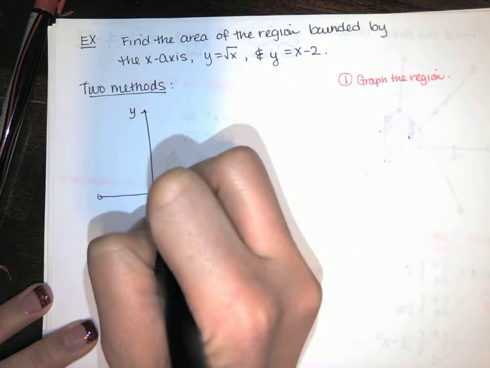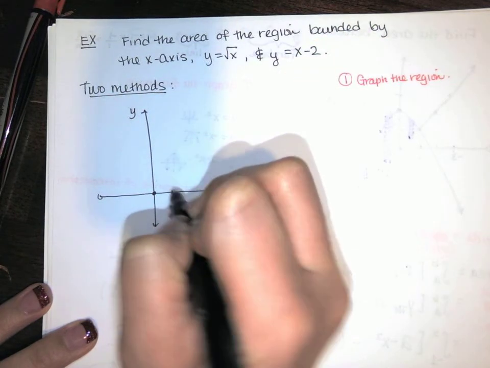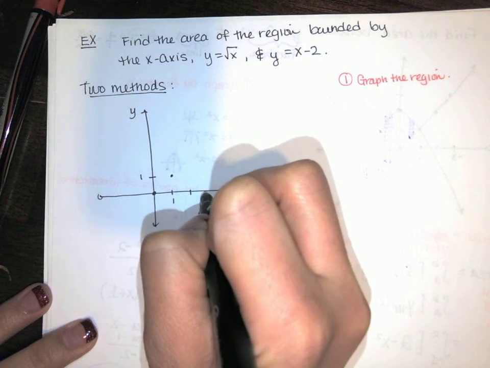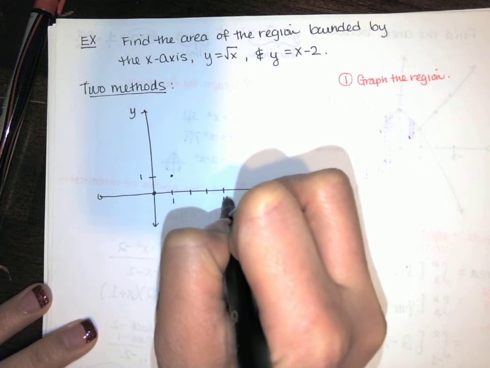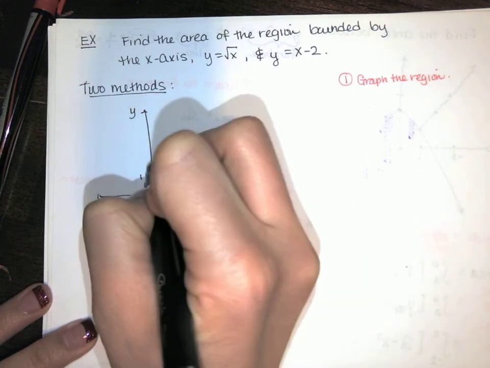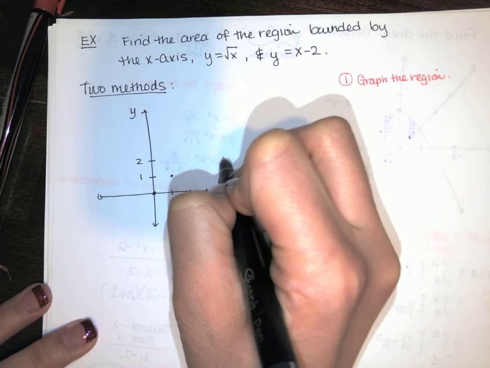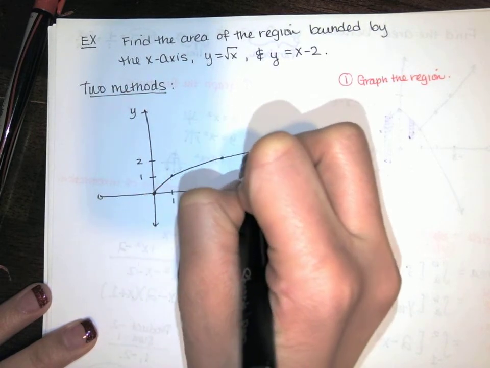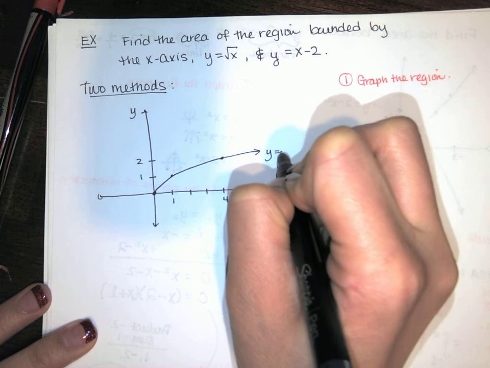Square root of 0 is 0. Square root of 1 is 1. Square root of 4 is 2, and so on, and it has that familiar shape of the square root graph.